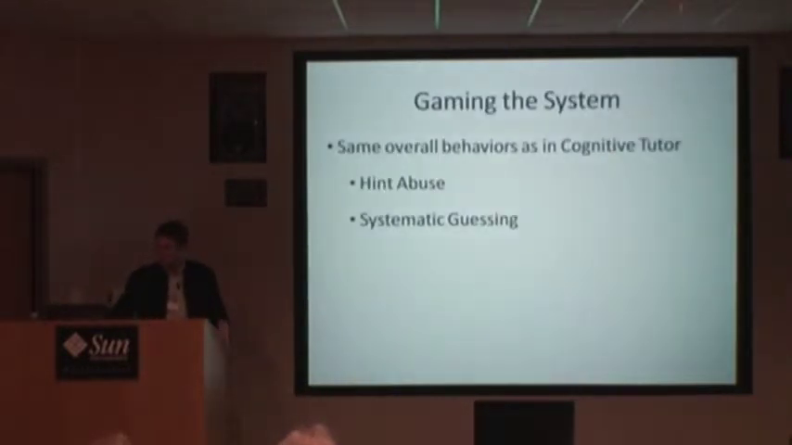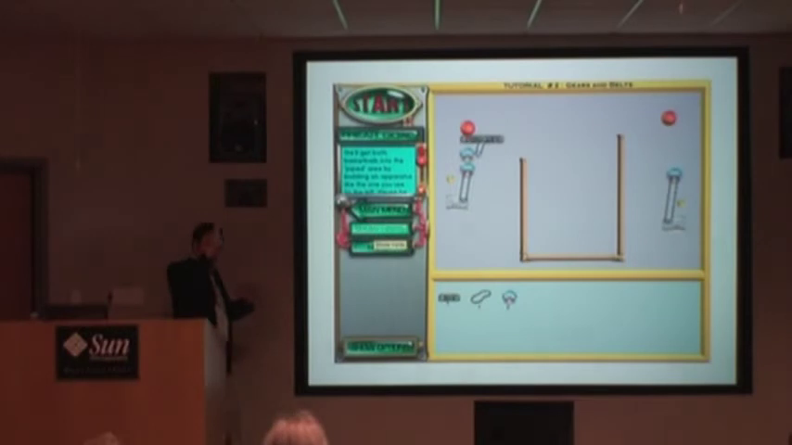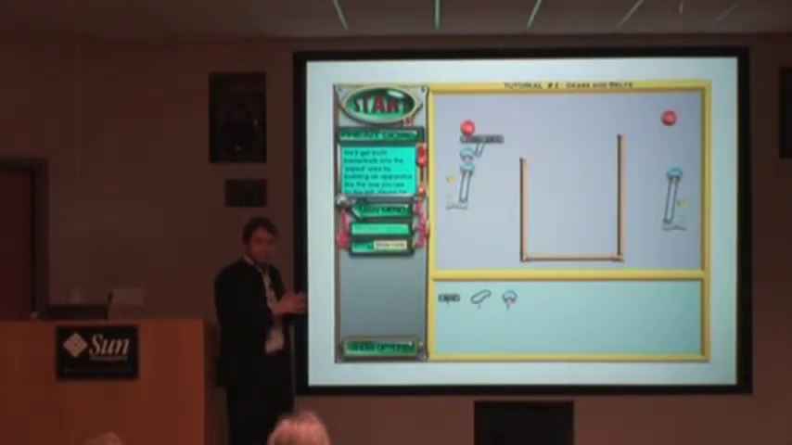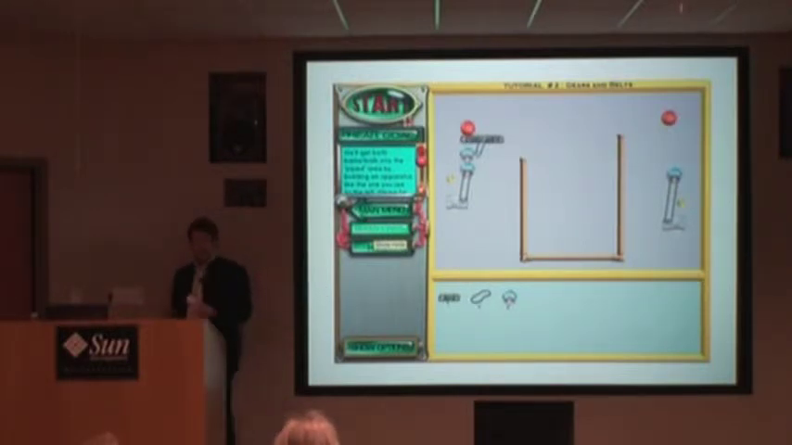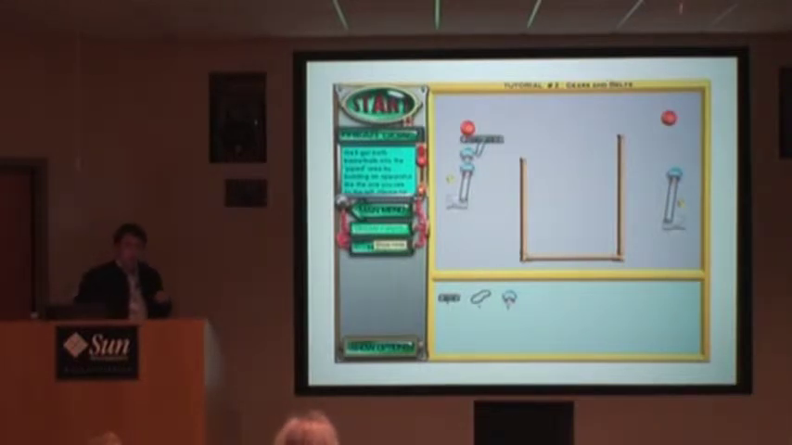And in this system, there were the same overall behaviors as in a cognitive tutor, hint abuse and systematic gaming. So who here's played The Incredible Machine before? It has been through several incarnations, and it's won awards in each of them. It's been one of the stickiest games out there in the serious game world. I think the first version was in the early 90s, and there was a version that came out just a year ago for mobile computers. So it's been very popular over the years, and it's used for logic education in a few places. Not that prominently in the United States, but that's because logic education is not as prominent in high schools and middle schools here as it used to be.